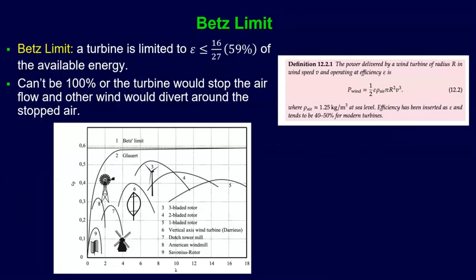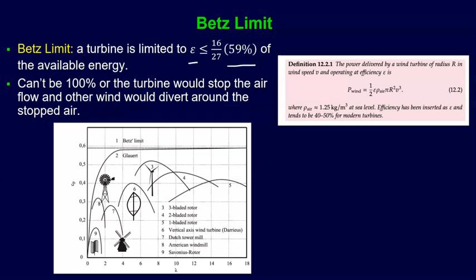All right, and as we mentioned, the efficiency is actually limited by what's called the Betz limit. The maximum efficiency you can have for a wind turbine is about 59%. If you think about it, it can't be 100% because otherwise the turbine would stop the airflow.